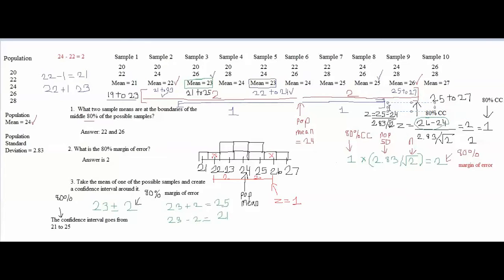I could label this as 60% confidence coefficient. The percentage just comes from whatever boundary point it's at. If it's at the upper boundary of the 80%, it's an 80% confidence coefficient. If it's at the upper boundary of the middle 60%, it's a 60% confidence coefficient.